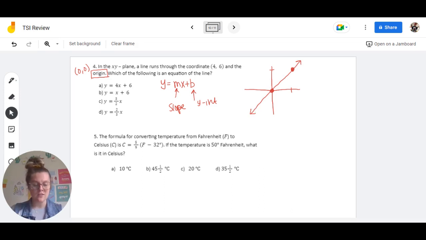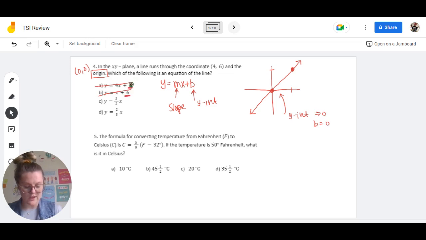And now that I see that, I'm like, oh, y'all, this is my y-intercept. My y-intercept is 0. So I'm going to have a b value equal to 0. Therefore, I can get rid of a and I can get rid of b because they said the y-intercept was 6. So I'm going to get rid of those two already.